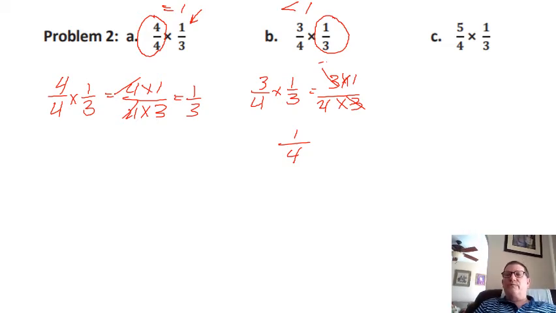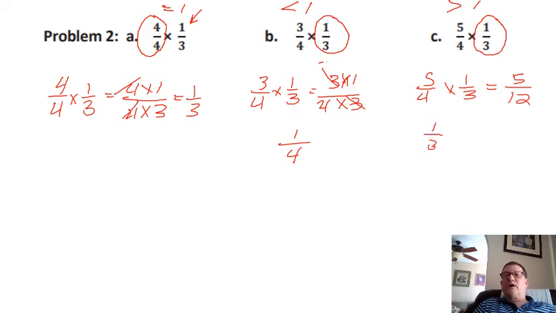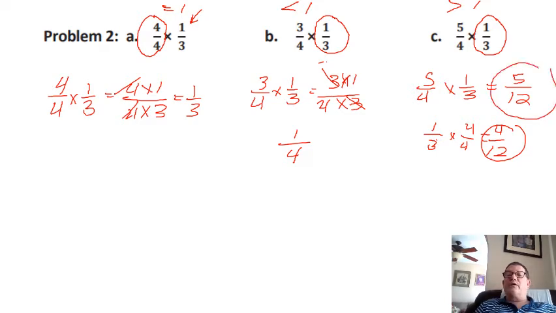Our last fraction here is now greater than 1 because it's 5/4. So that means that my product should be greater than 1/3. So let's try it. 5/4 times 1/3, which equals, and there's nothing common, so I can multiply it out, which would be 5/12. Now I know that's greater than 1/3, because if I wanted to change 1/3 to twelfths, I would have to multiply by 4 over 4, and that becomes 4/12. So 1/3 is equal to 4/12. My product was equal to 5/12, which is greater than 1/3.